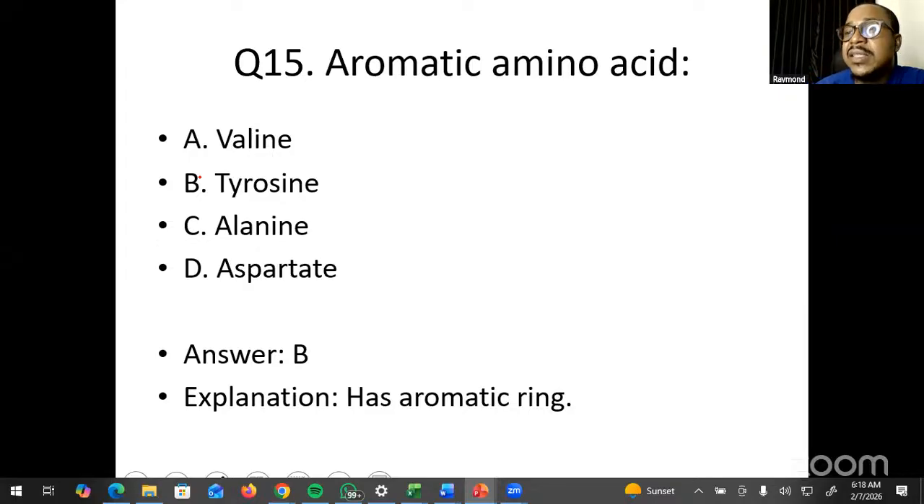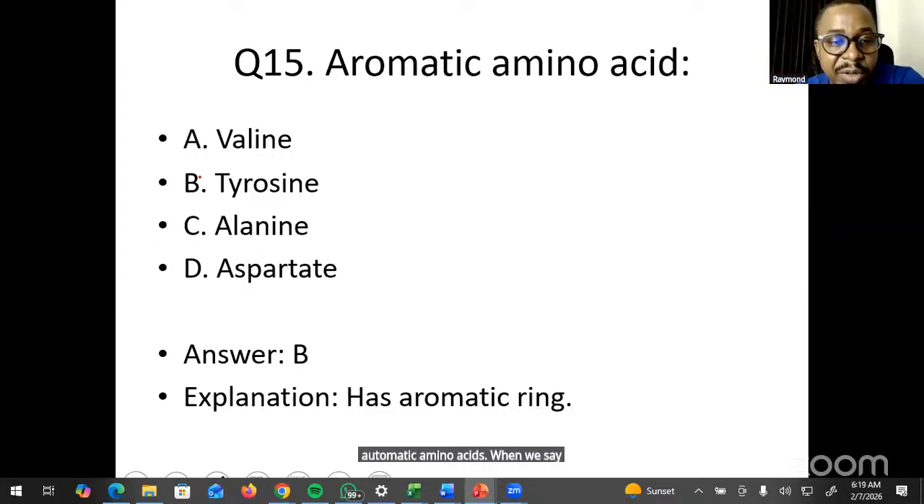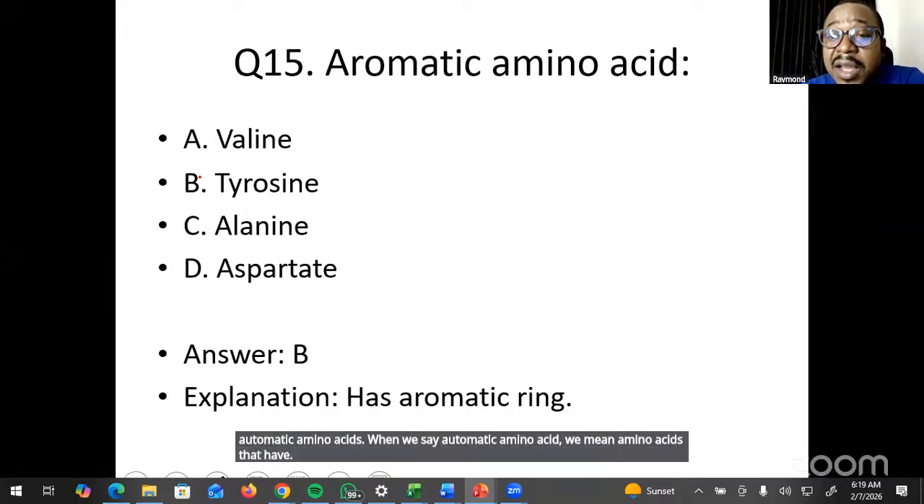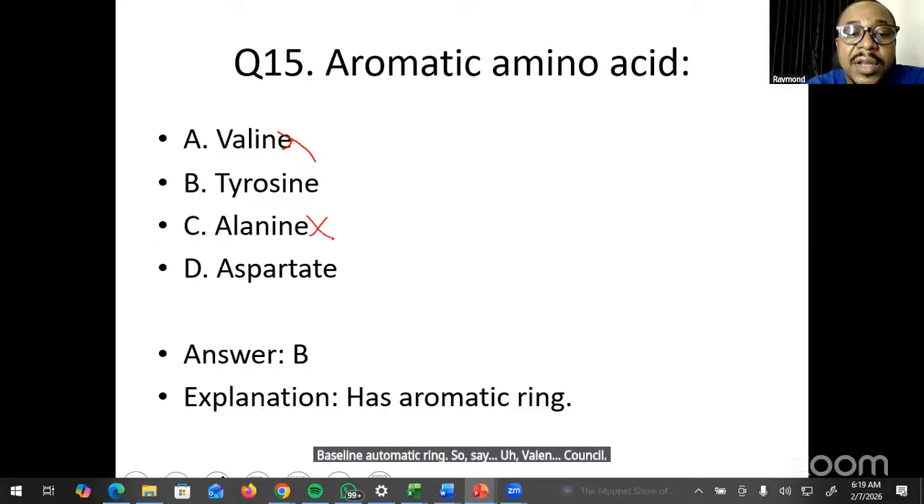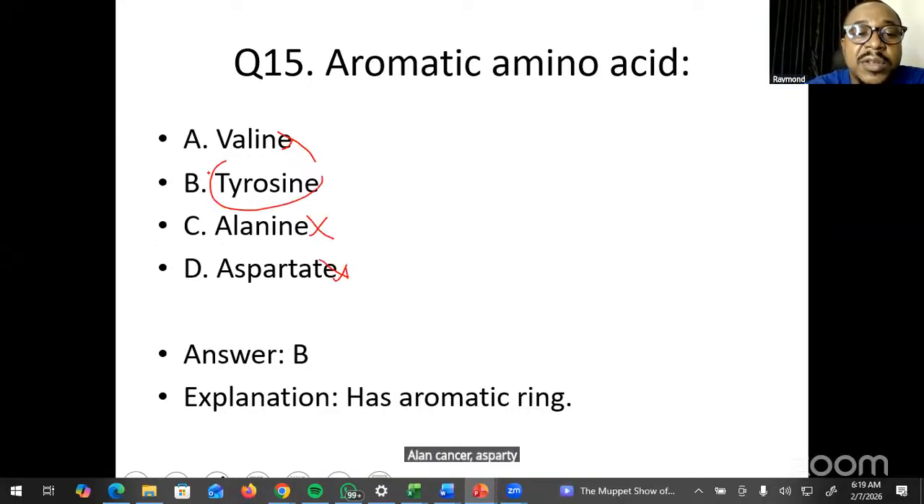Aromatic amino acids. When we say aromatic amino acid, we mean amino acids that have a benzene ring or aromatic ring. So we'll say valine, cancel. Alanine, cancel. Aspartate, cancel. So the answer here is what?